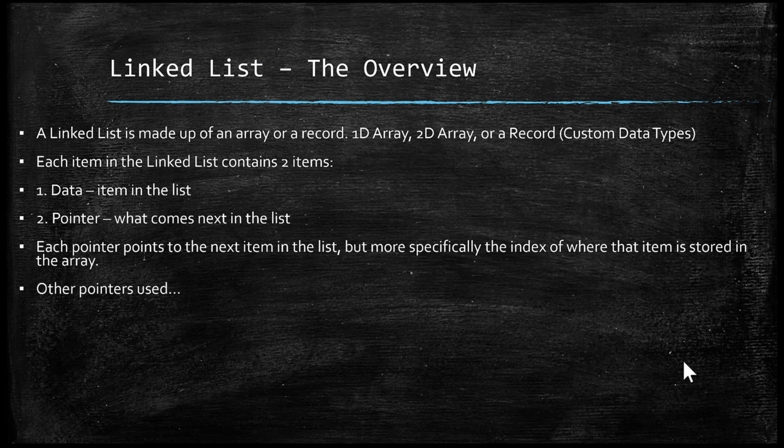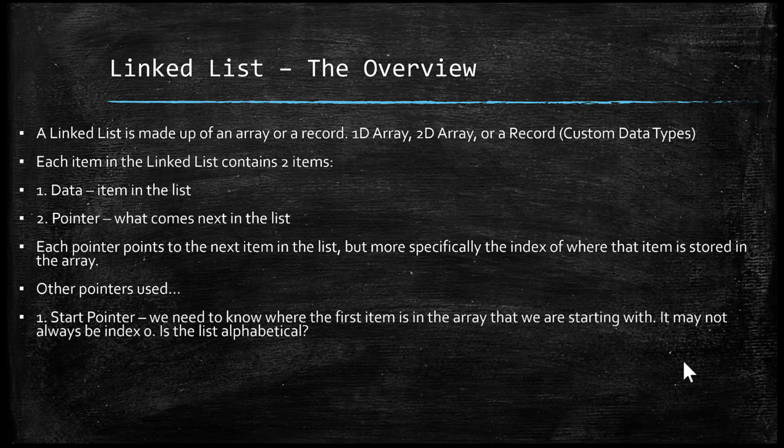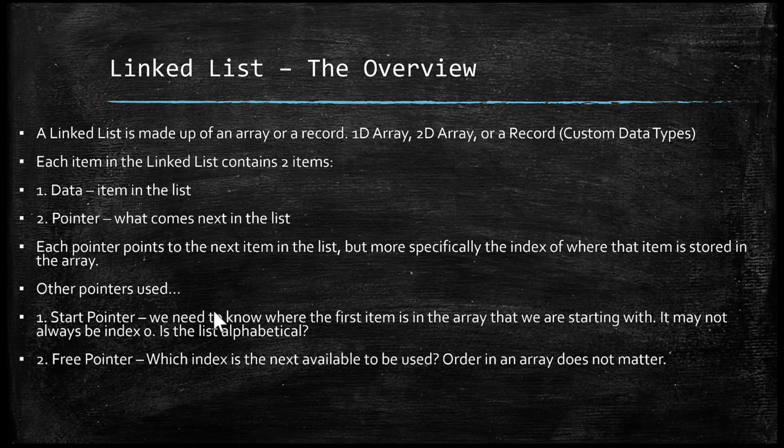Now, there are other pointers that are commonly used with a linked list. One is the start pointer. Every item in the linked list doesn't have a start pointer. It has data and the pointer, but then used globally across the program are other pointers. The start pointer is going to be one variable used across the program. We need to know where the first item is in the array that we're starting with. It may not always be index 0. For example, is the list alphabetical? Maybe the first name isn't in index 0. We may not be adding the names alphabetically, but if we want to traverse it alphabetically, we need to know what we're starting with. The next one is the free pointer.